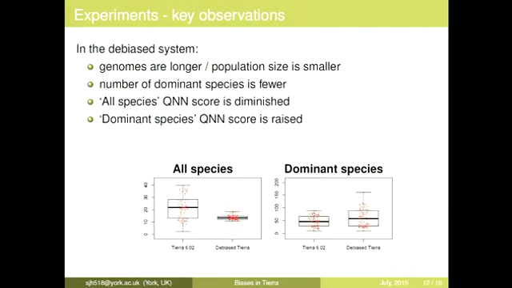Oh, okay, great. So the key results from this study are that in a debiased system, you get longer genomes and the population size is smaller. The number of dominant species is fewer. The species QNN score for the debiased system is diminished. There's not so much evolutionary activity going on when you remove these things, when you're considering all species. But if you look only at the dominant species in the system, you get this raised area of QNN score. Okay? So those are the core results.